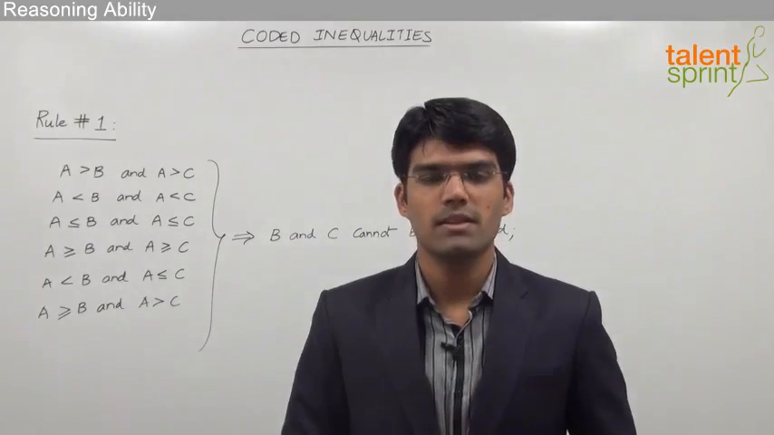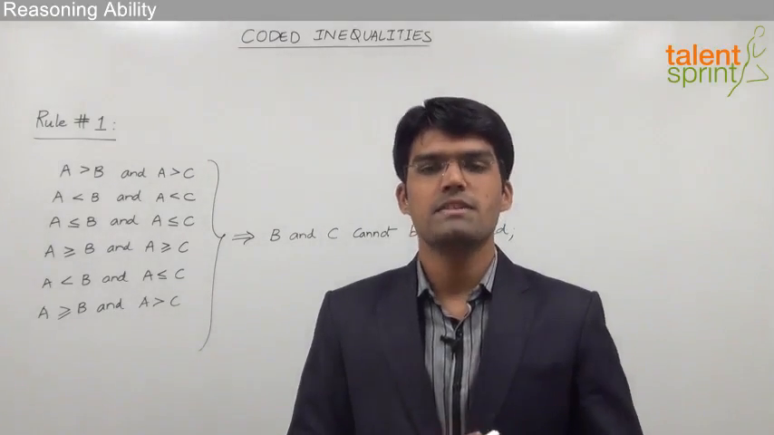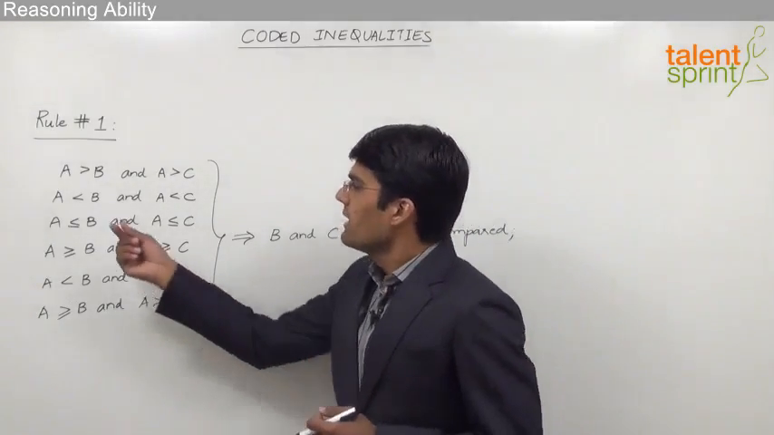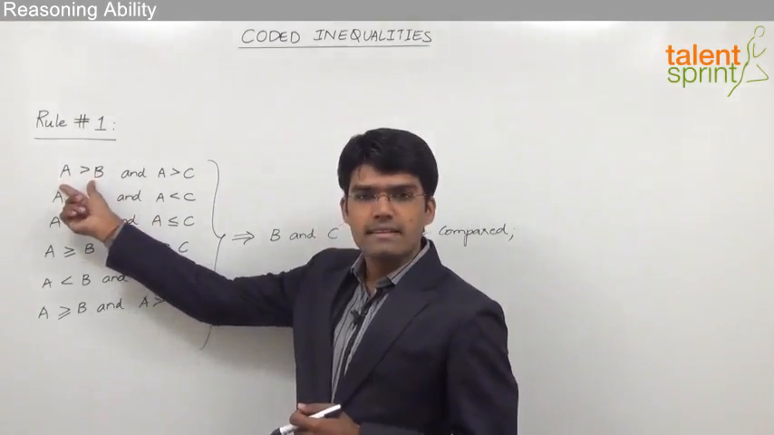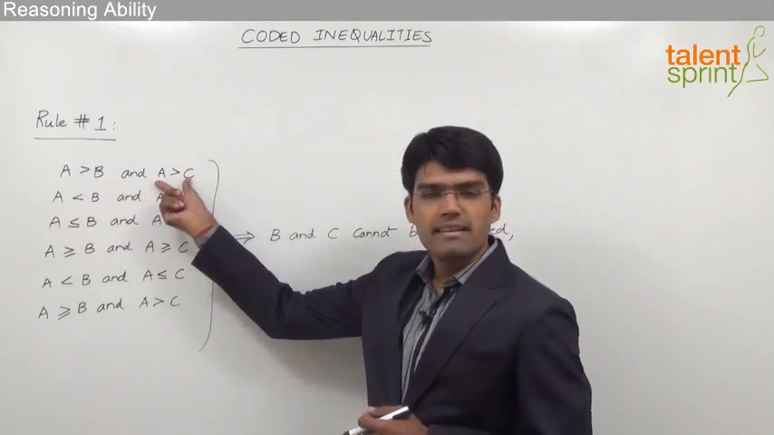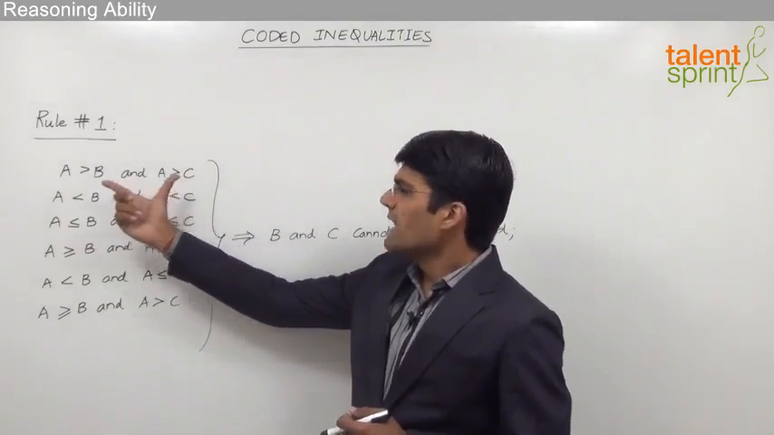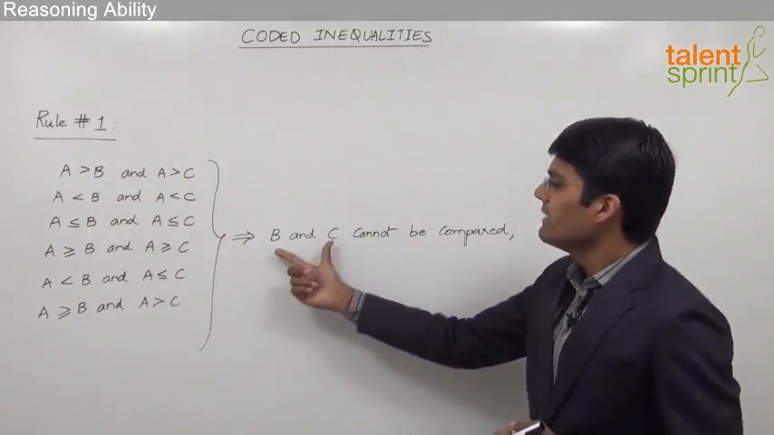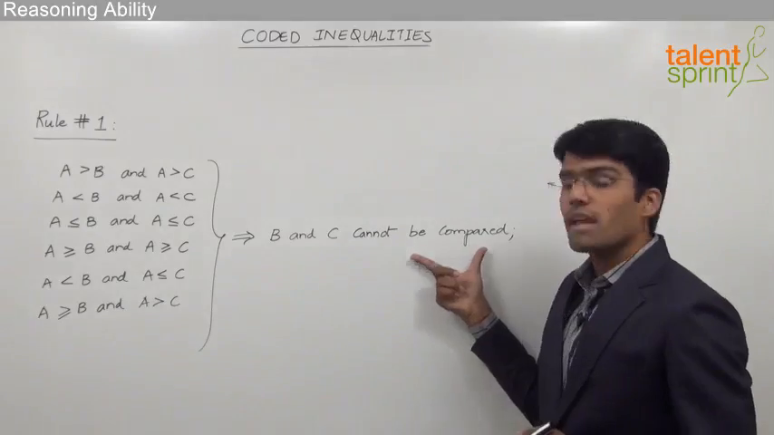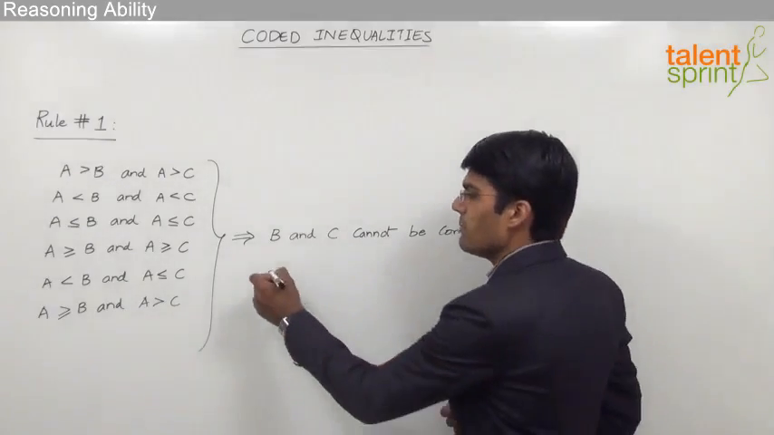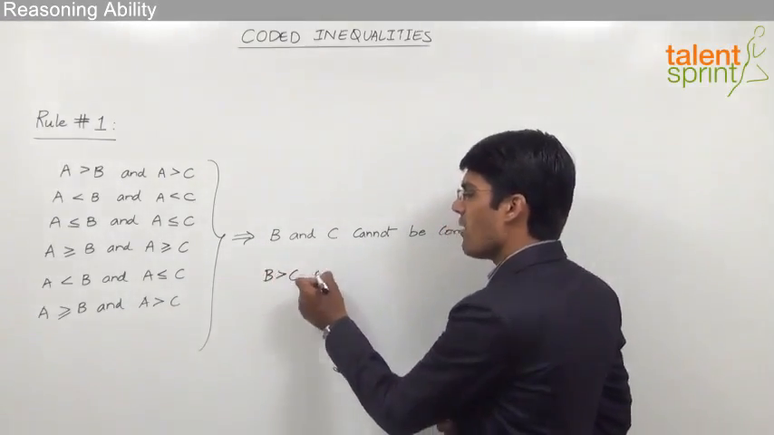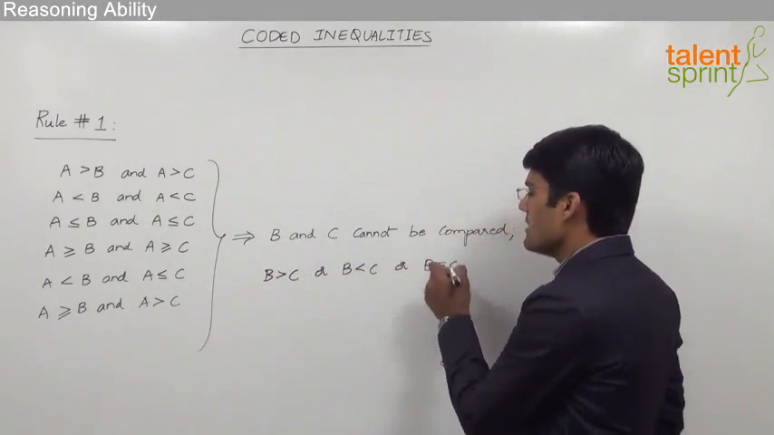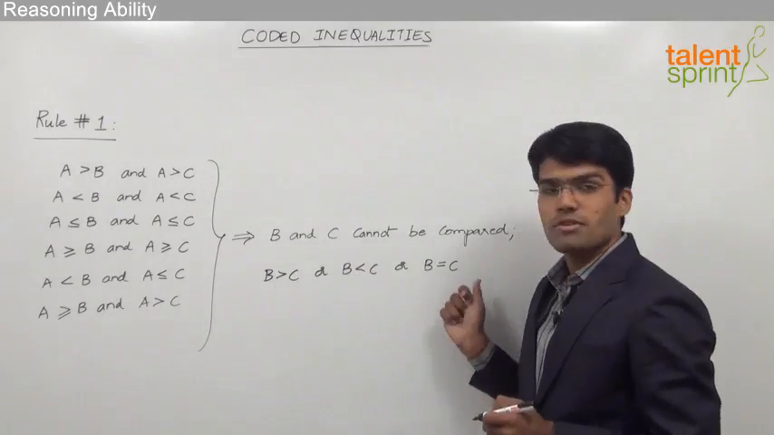Let us now understand rule number one of comparison, which is based on similar inequalities. Let's look at an example. Let us assume A is greater than B and A is greater than C. When we know this, we can say that B and C cannot be compared. That is, B can be greater than C, or B can be less than C, or B can be equal to C. All the three cases are possible.